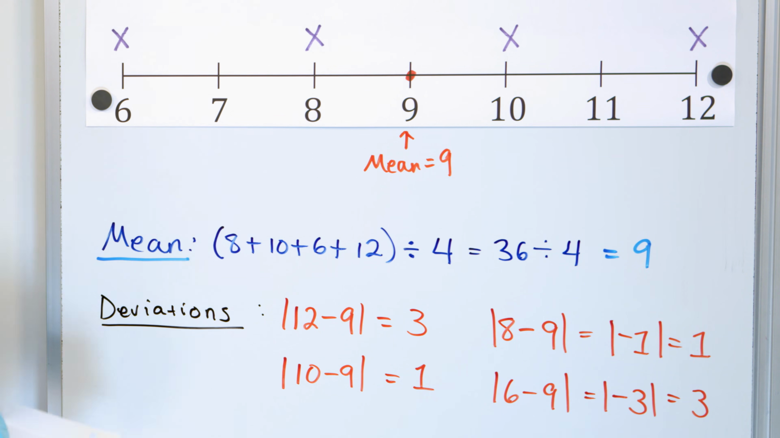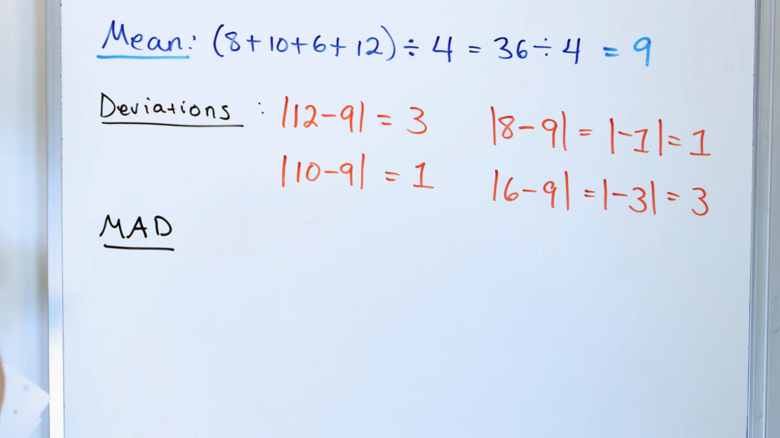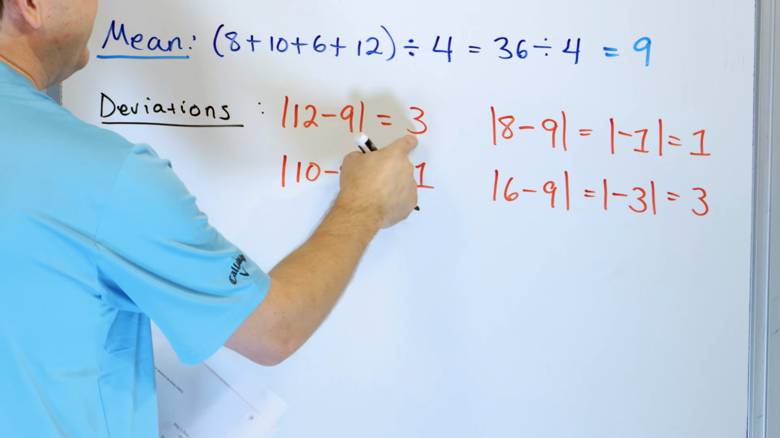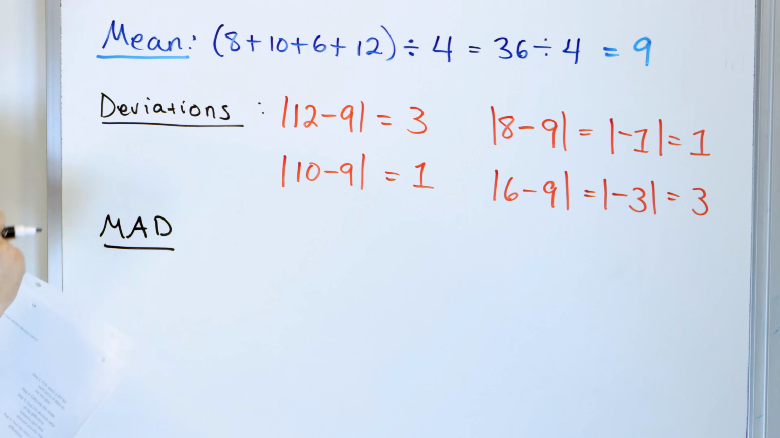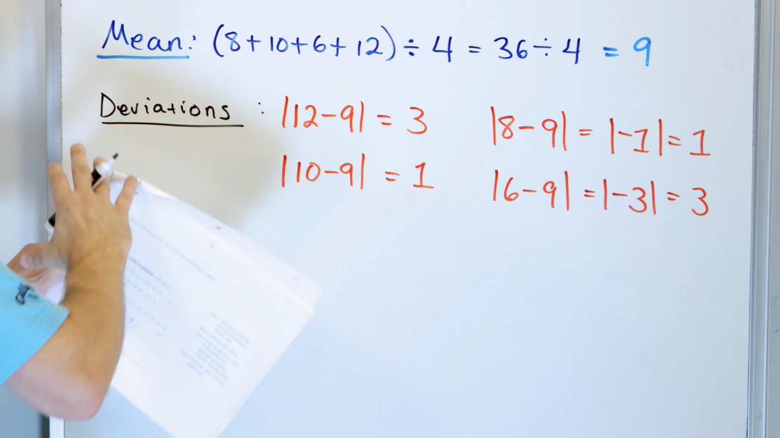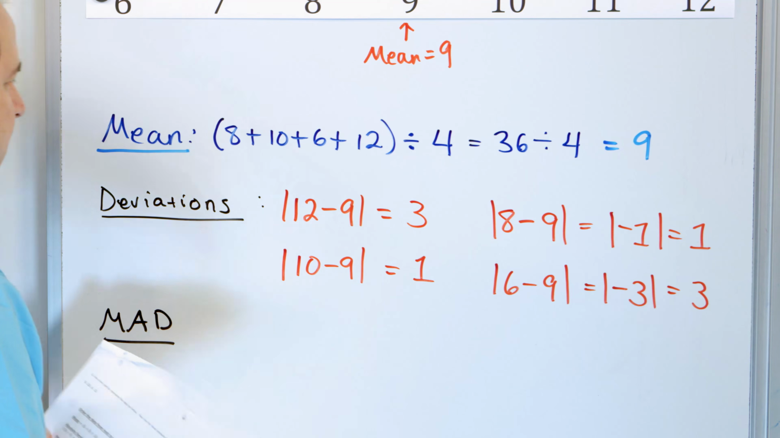All right? So then next we're going to calculate the mean absolute deviation. We call it MAD, mean absolute deviation. This is the deviation of one point, the deviation of another point, the deviation of another point, and another point, how far away from the mean they are. To find an average of how far our points differ from the mean, we just average them, we add them up, and then we divide.